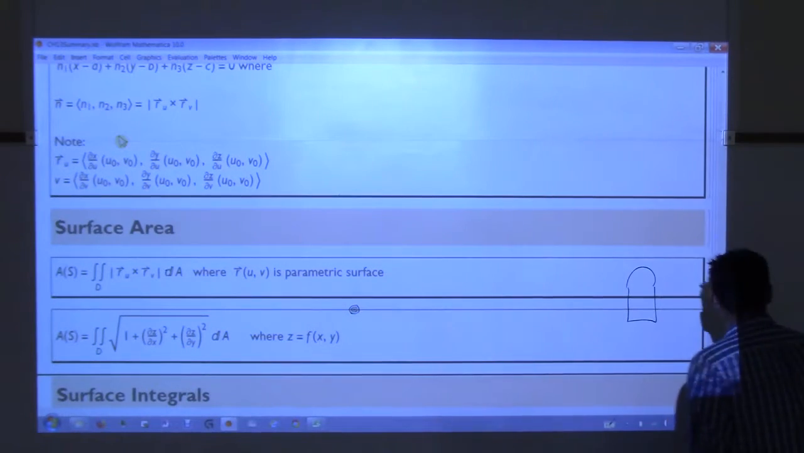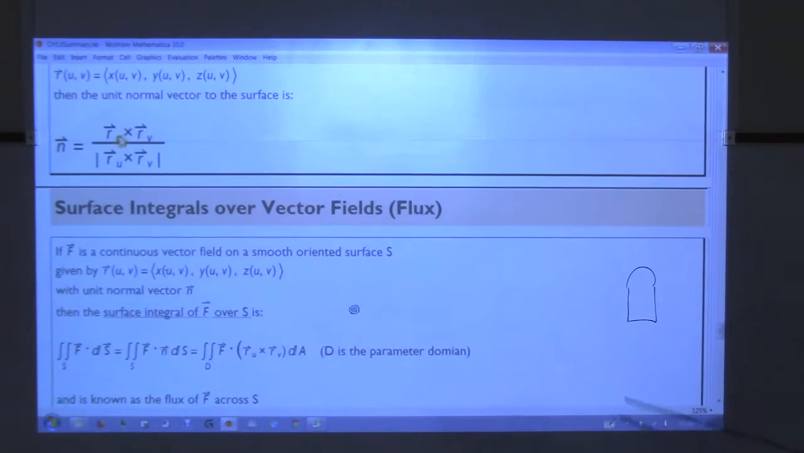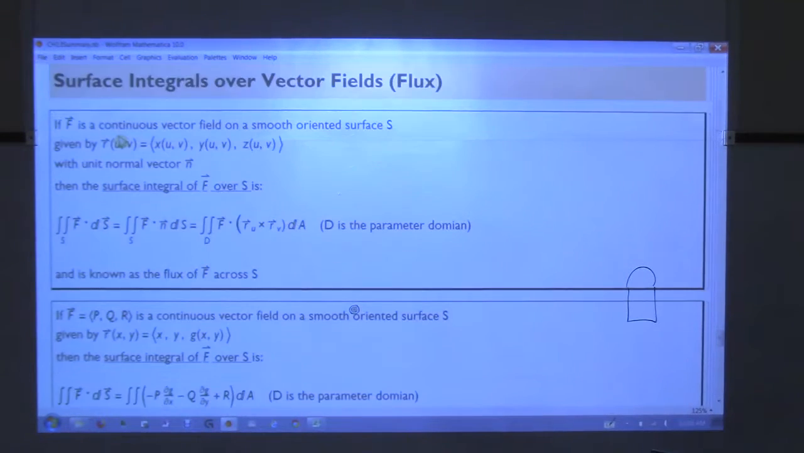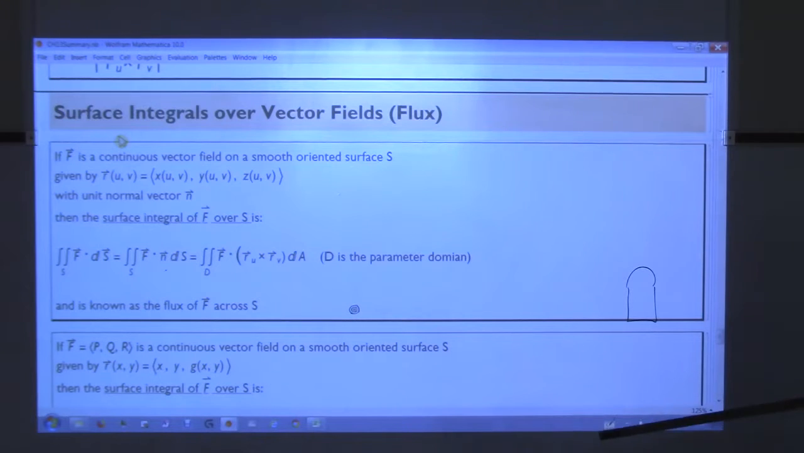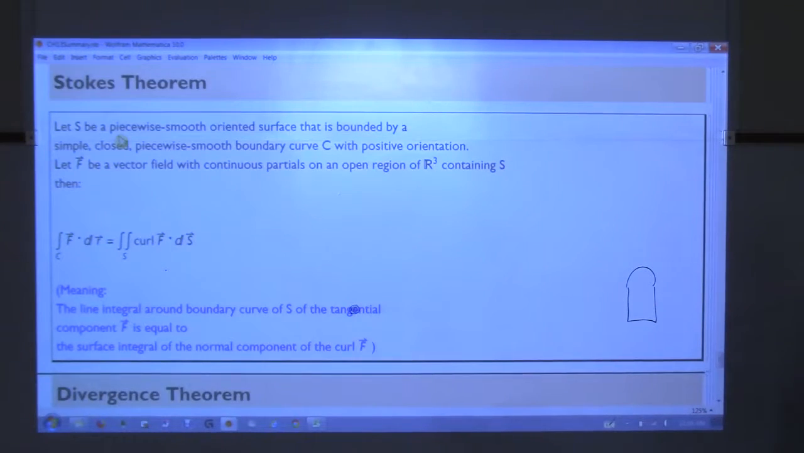So now we talk about surface integrals. Once we get through surface integrals, we do oriented surfaces, then surface integrals over vector fields. So we're going to move our surfaces into vector fields in a little while. Then we're going to get a three-dimensional version of Green's theorem.